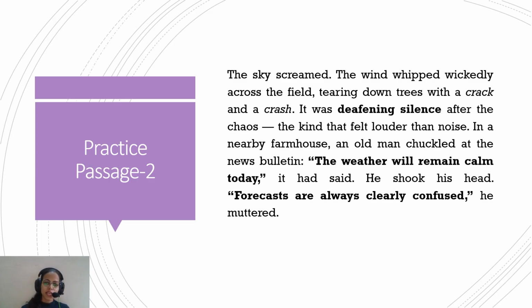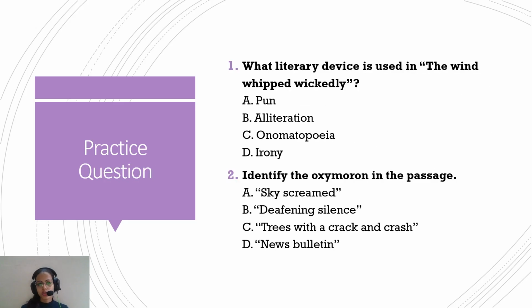So this is again just a small description. It's painting a picture of change of weather, and it's describing the weather. It was supposed to stay calm, but somehow it is seemingly stormy weather. So this is the situation that is being described in the passage. Now let us look at the questions.